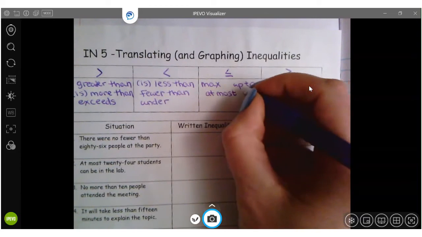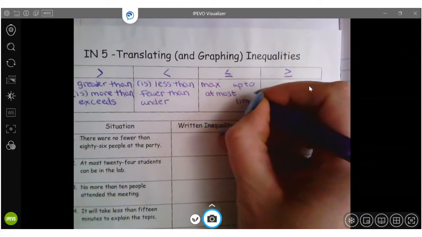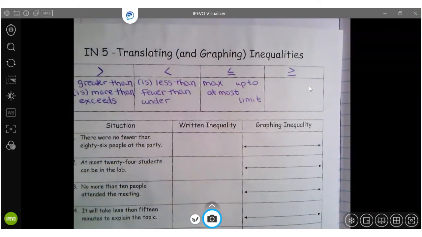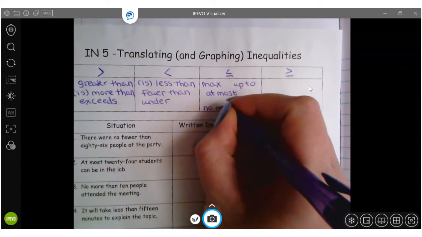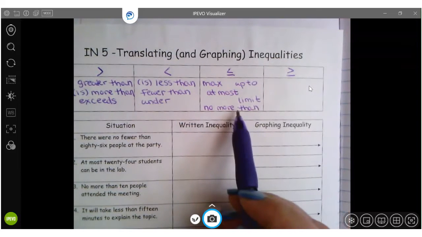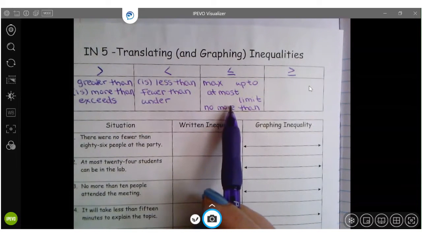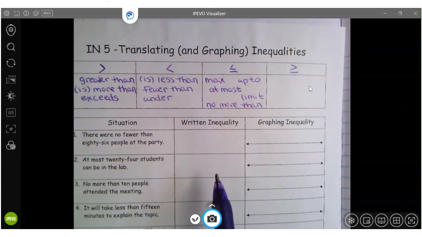Also limit, like speed limit. And another one that's pretty common that you might see, no more than. So not more than, because that would be greater than, but no more than means the opposite of that. So instead of being greater than, it's less than or equal to. So be careful with that.